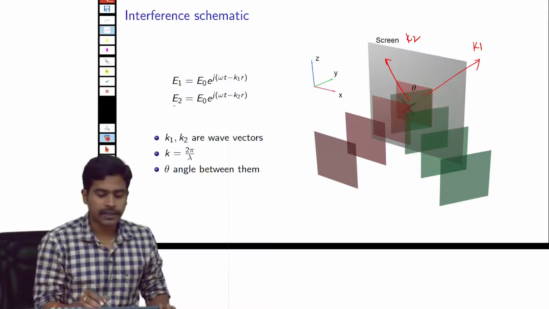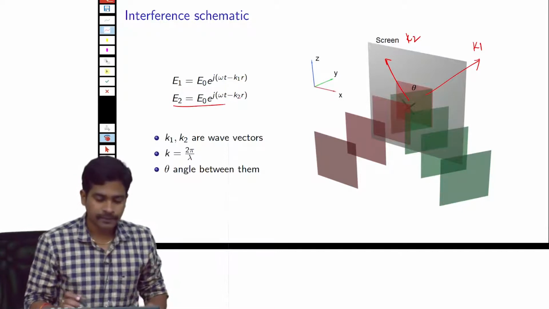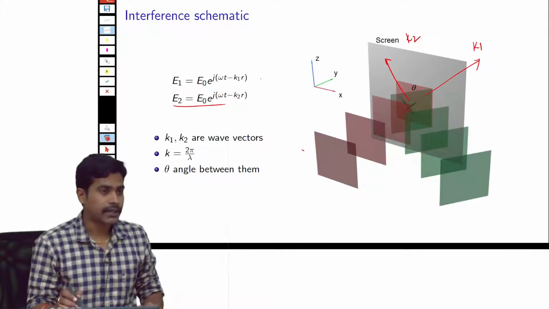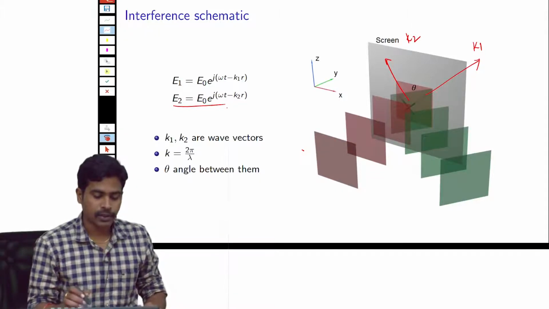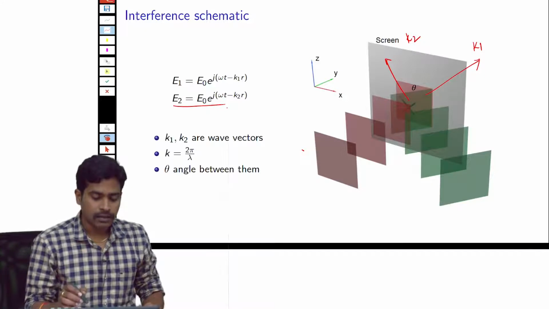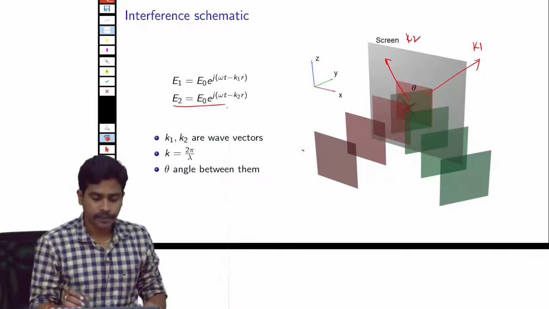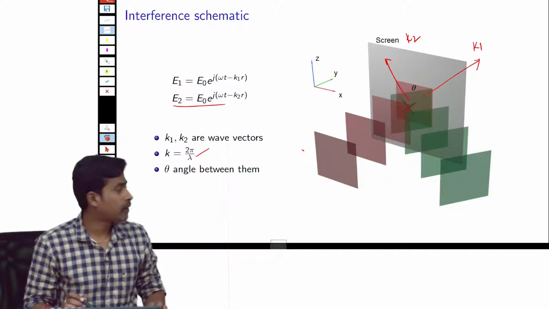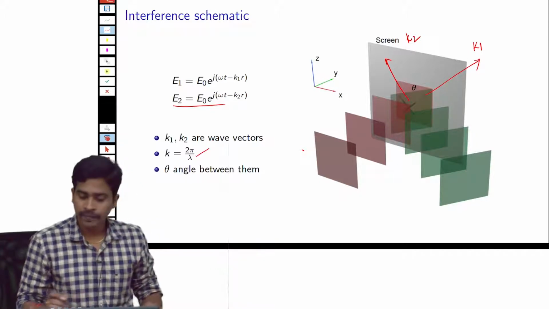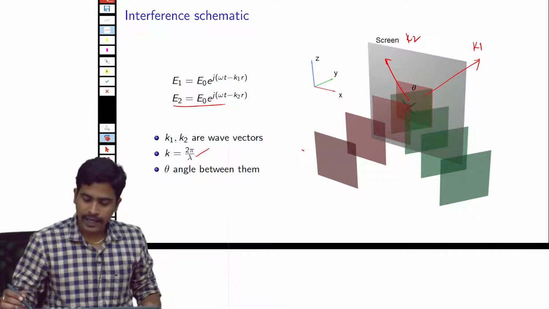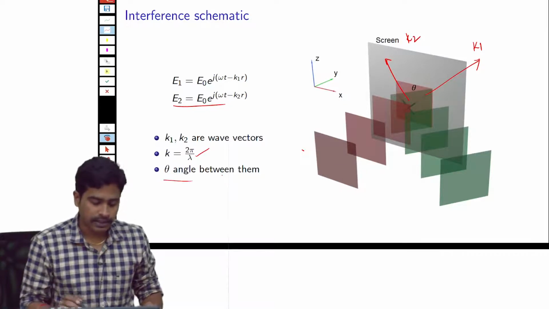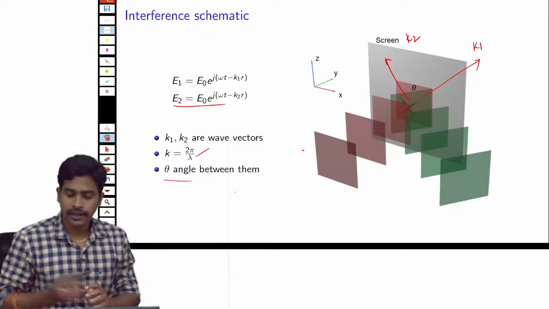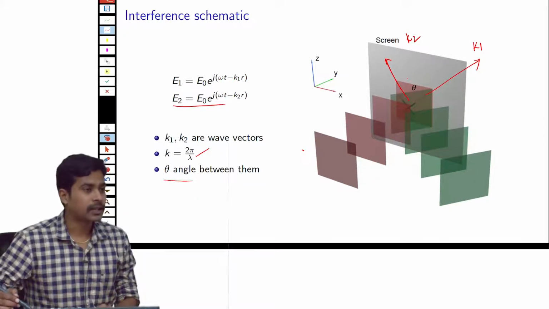So, these are the expressions for the electric fields of these two plane waves. E1 is E0 e to the power j into omega t minus k1 dot r. Similarly, E2 is E0 e to the power j omega t minus k2 dot r. And the magnitude of the wave vector is given by 2 pi by lambda, and we are assuming the angle between these two plane waves is some angle theta.